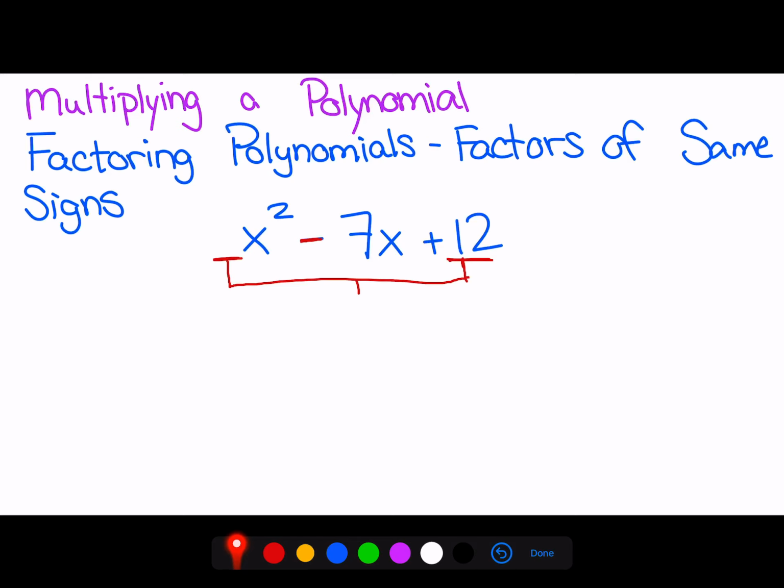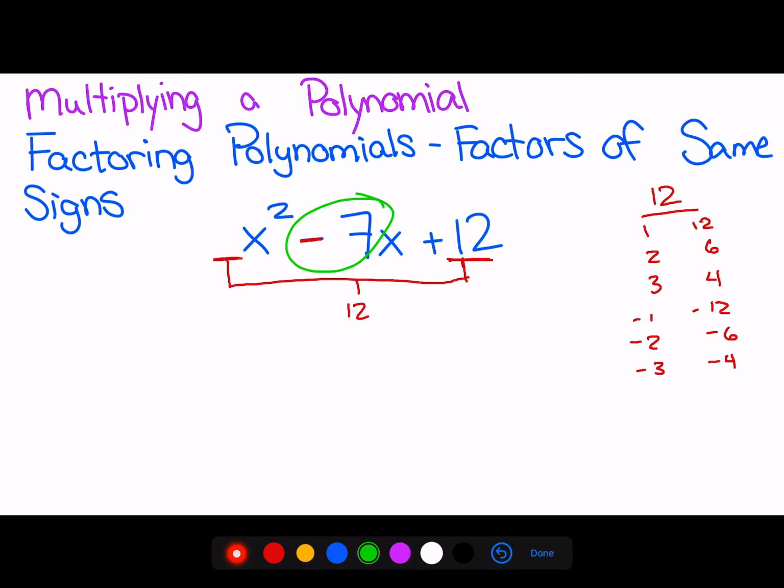From here, 1 times 12, once again, is 12. So I find out all the numbers that multiply to be 12. 1 and 12, 2 and 6, 3 and 4, negative 1, negative 12, negative 2, negative 6, negative 3, negative 4. Out of all these, which ones add to be negative 7? Well, negative 3 and negative 4.